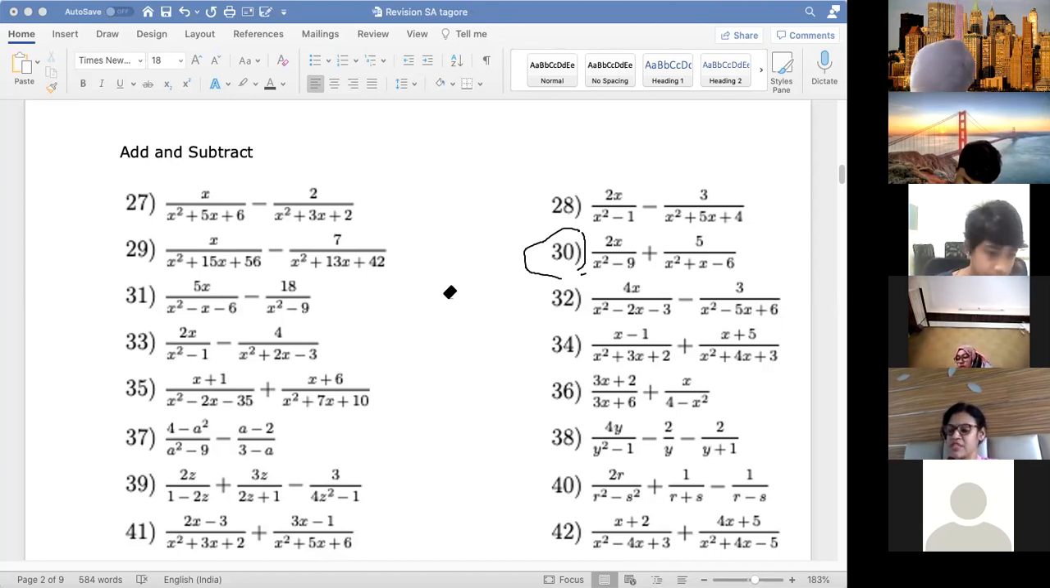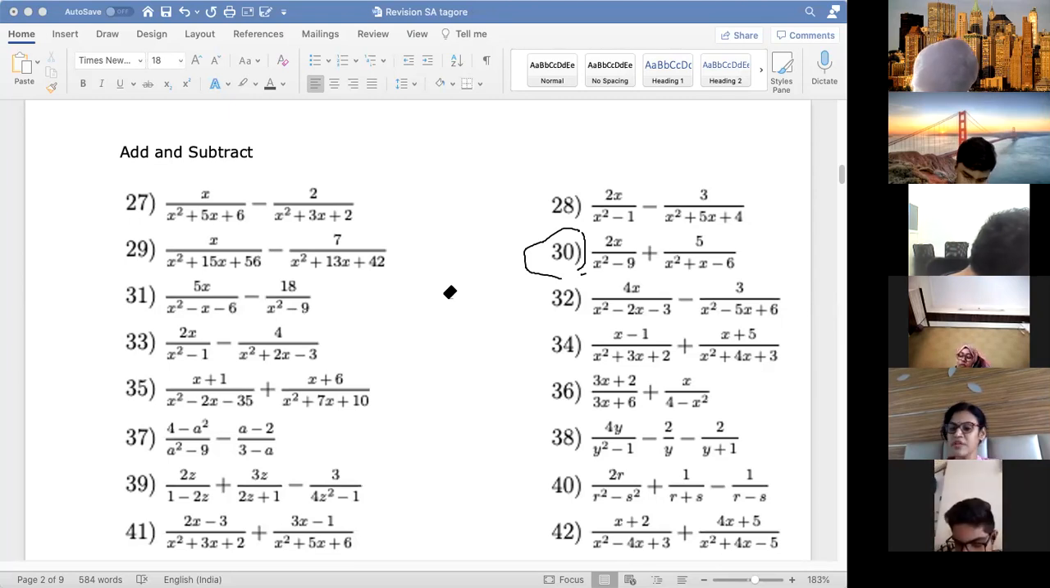Now, what is the LCM? Ma'am, x minus 2. Yes. Then, ma'am, x minus 3 and x plus 3 also. Yes. So LCM is x plus 3 into x minus 3 into x minus 2. Okay. Now you solve.